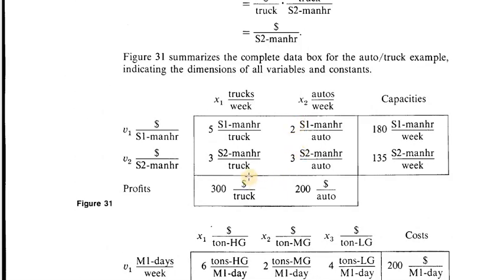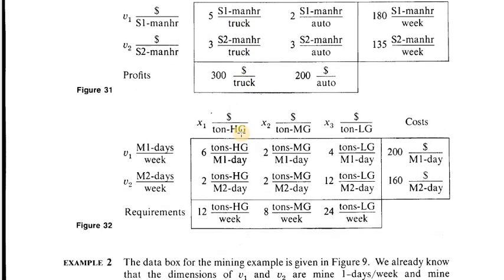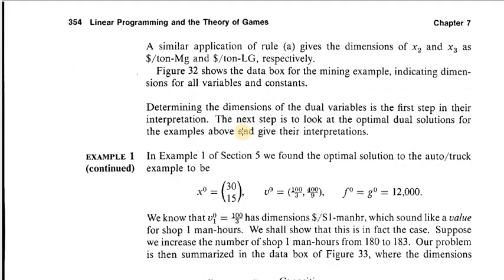It's going to be the dimensions of C divided by the dimensions of A. So the trucks cancel and I get dollars per man hour. So as the book remarks, this V sounds like a value per man hour. How much is each man hour worth? All right, so let's see how that works.